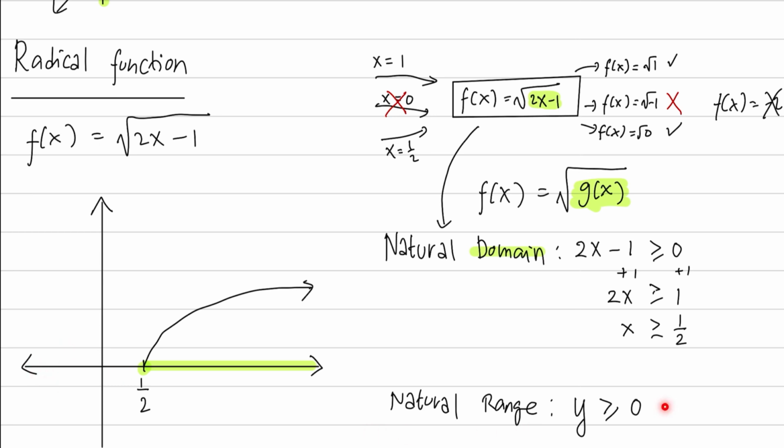Natural range, y ≥ 0, means how far the graph can go vertically. Well, it starts from 0 here, y = 0, and then goes up. If we continue this line, it will go up forever. And this is our range. So that is our radical function, guys.